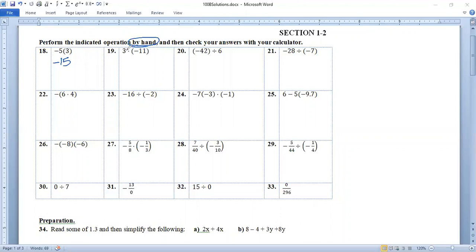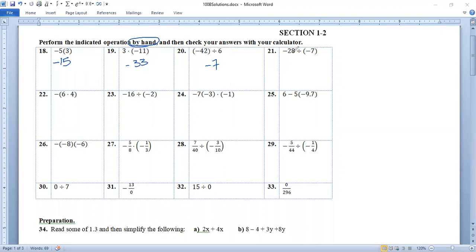Indeed. Number 19, 3 times negative 11, that's 33 with one negative on it. Negative 42 divided by 6. 42 divided by 6 is 7, but there's one negative. And yes, this is all negative times a positive, positive times a negative, negative divided by a positive. There's exactly one negative going on.